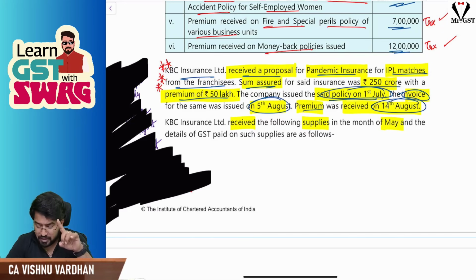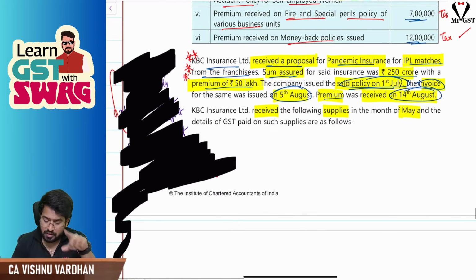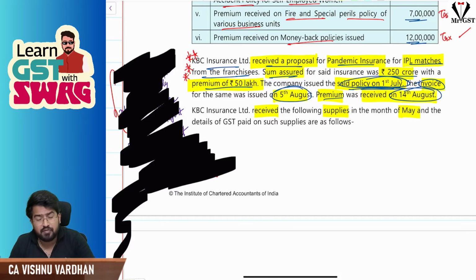Supply is completed on 1st July. Invoice is raised on 5th August. Everyone, please be careful. We forget here that this is an insurance company. They have a time limit to raise a tax invoice of 45 days, not 30 days. That means from 1st July, 45 days means 15th August will be the deadline. They're raising the invoice on 5th August itself. That means the invoice is very much within the time limit of section 31.